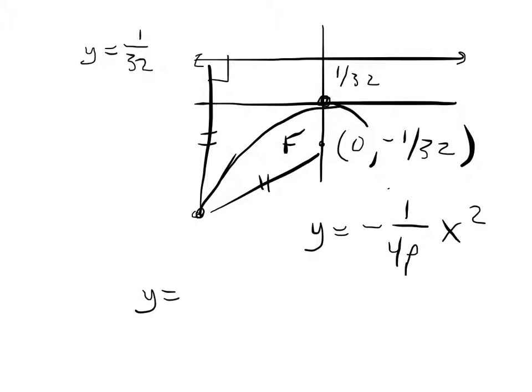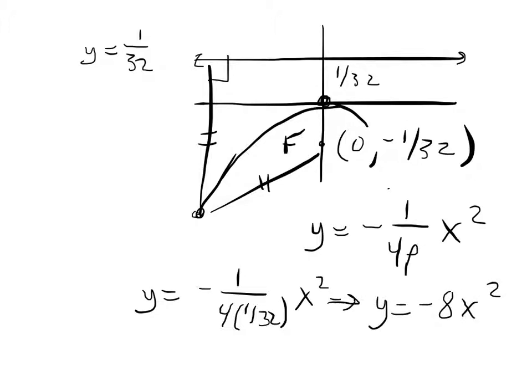So y equals negative 1 over 4 times 1/32 x squared. 1/32 times 4 is 1/8. Reciprocate. That means that you then have y equals negative 8x squared. So note, as p got smaller, the absolute value of my coefficient got larger. And that makes sense because p is in the denominator here, so there is a reciprocal relationship between the coefficient and what's down here in my denominator.